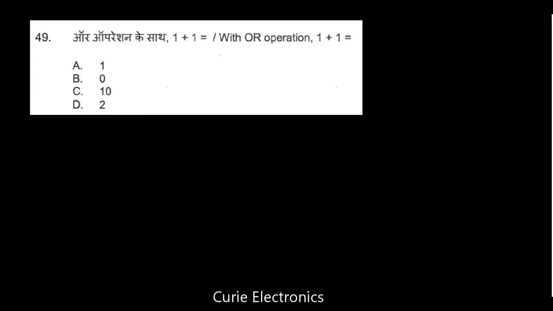1 or 1. So it's an OR gate operation. So what do you get as output? 1. So what is the output here? Y equals 1 OR 1, which is equal to 1. For an OR gate, if at least one input is high, we will get output high. So the answer is option A.